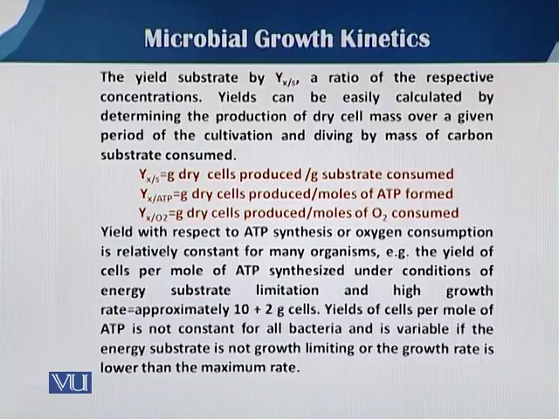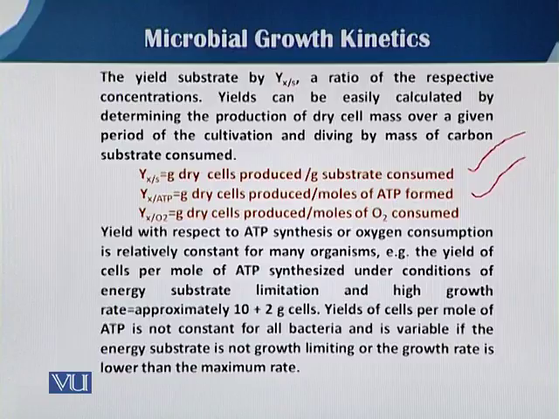Growth yield can be expressed, in the first condition, as how much biomass, meaning dry cell mass, is produced and how much substrate is utilized. So it is the ratio between the cell mass produced and the substrate utilization. In the second case, it is the change in biomass concentration as ATP is formed. So the relationship between the ATP formed and the biomass produced means the yield coefficient is related to the ATP concentration.